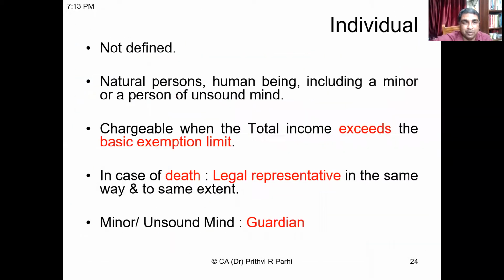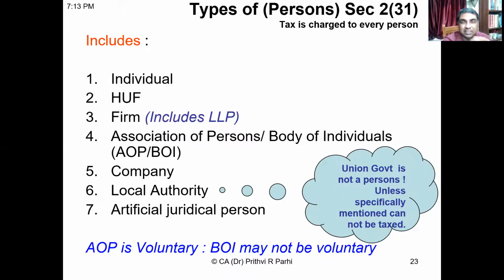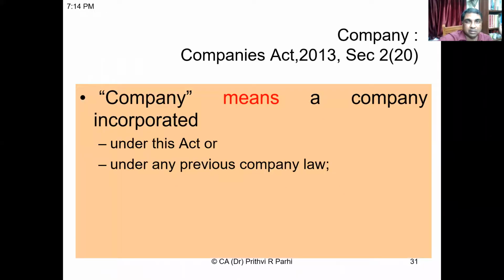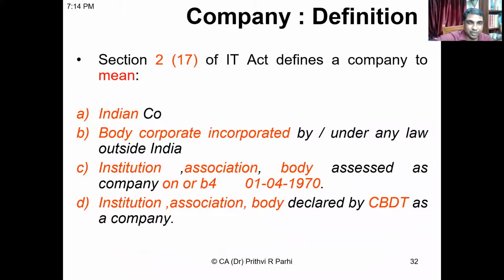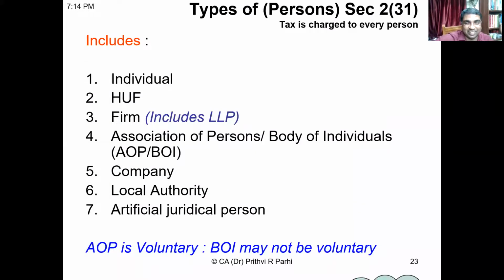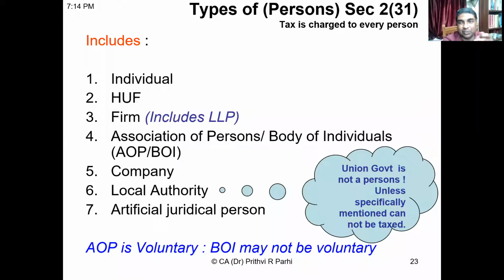Okay, if you have a look at the list we had shown you earlier, the definition of person includes individual, HUF, firm, AOP, BOI, company, local authority, and AJP. Sir, in that portion, union government is not written there. Okay. Even government is not a person. Yes, that was written here. So union government is not to be taxed. That is for understanding purpose only. It has local authorities included in persons. Union government is not included as a person.